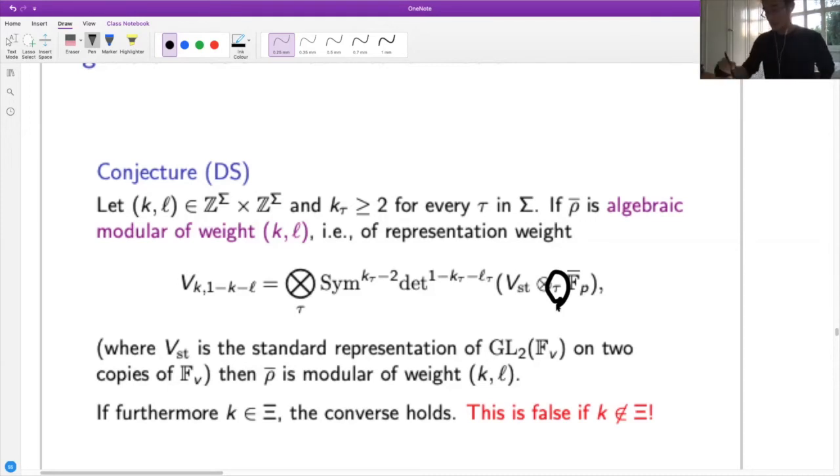Furthermore, the first statement was saying that if rho bar is algebraic modular of weight KL, then it is geometric modular. You could go the converse direction as long as K is inside the minimal cone. Okay, but this is not going to be true if the weight you start with is not in my cone.